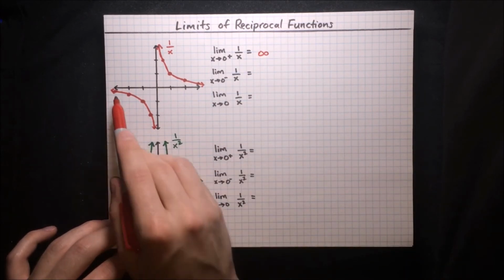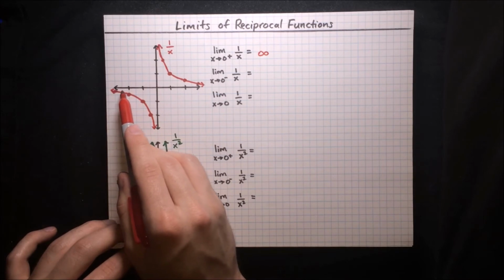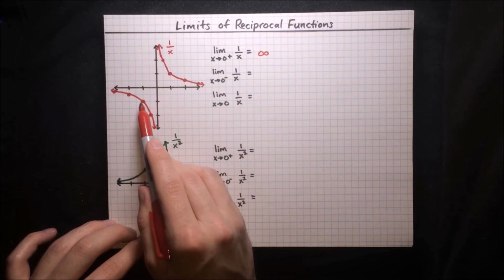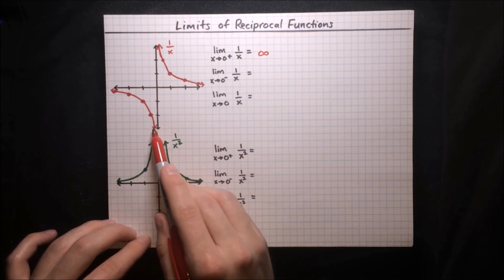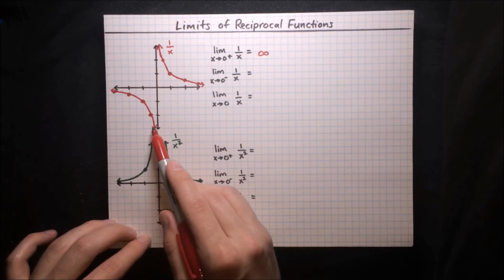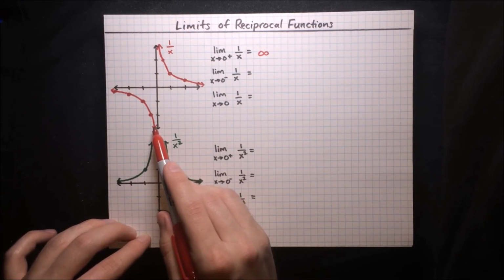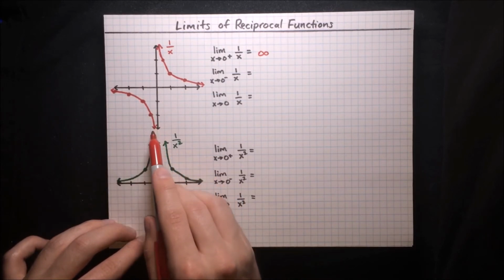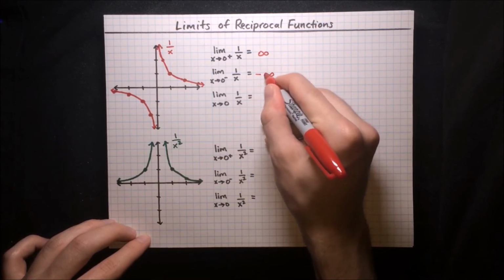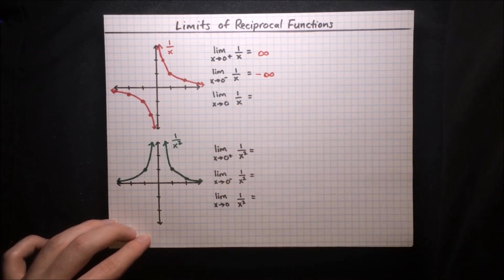Well, as x approaches 0 from the left, we're in a pretty similar situation. The input x is getting closer and closer to 0, but this time it's negative. So the magnitude of the result is still getting larger and larger, but the sign of the result is always negative. For example, 1 divided by negative a millionth is negative a million. And we see that the function is shooting down, down, down to negative infinity. So that's the value of this limit. As x approaches 0 from the left, it's negative infinity.